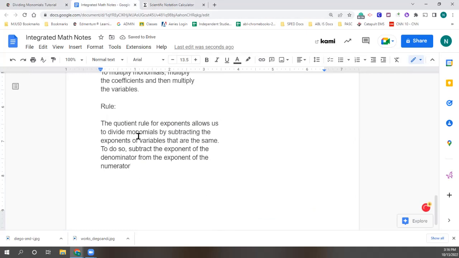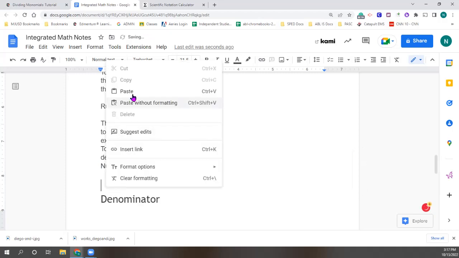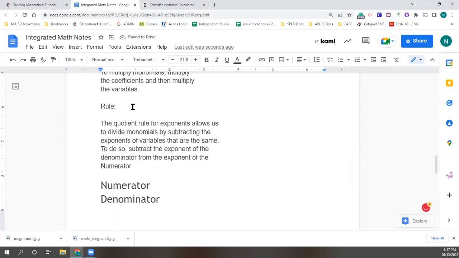Okay, the quotient rule for exponents allows us to divide monomials by subtracting the exponents. Remember, in multiplication, we added the exponents. Well, division is the inverse. So what's the inverse or opposite of multiplication? Division. What is the opposite of addition? Subtraction. So we also have these terms, denominator and numerator, so I need to define those.